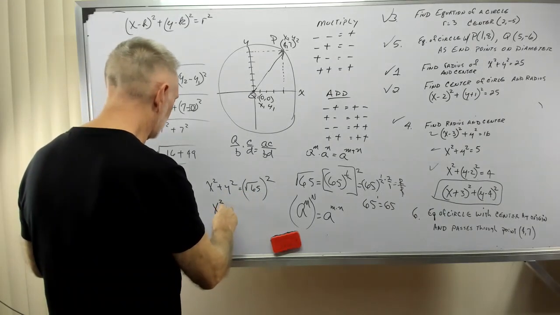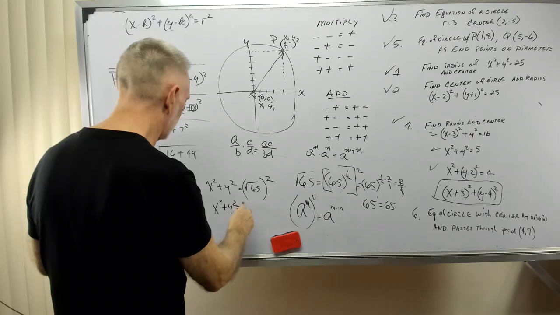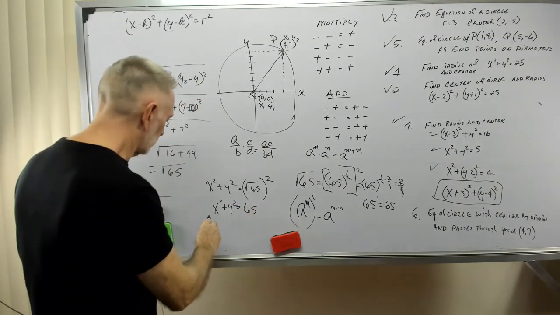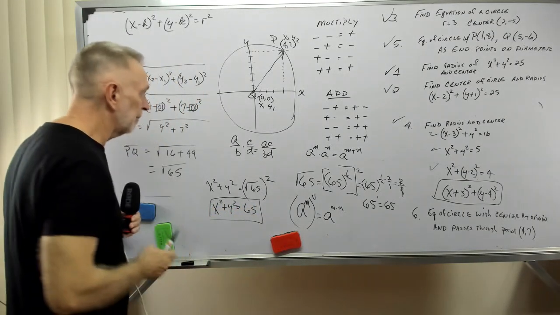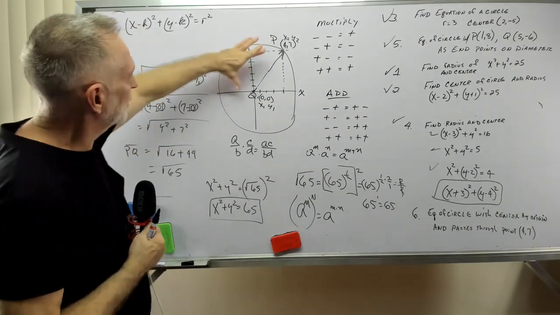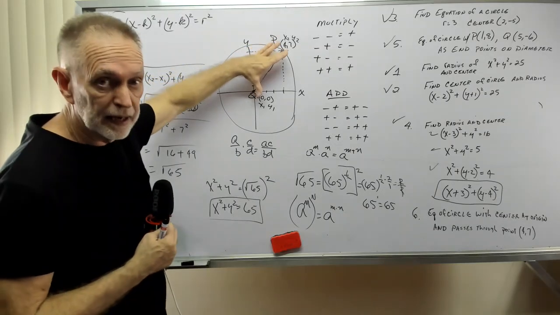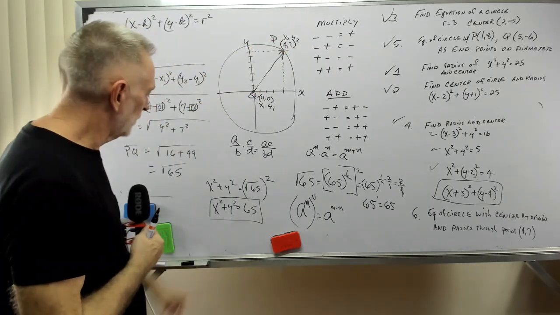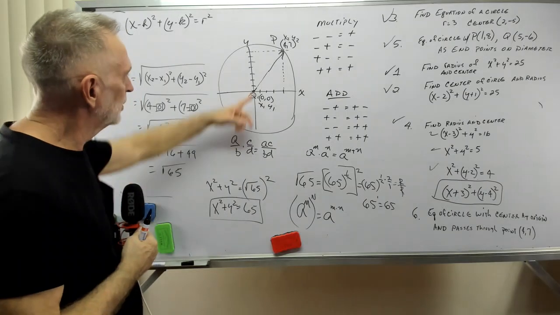So I have x squared plus y squared equals 65. So I almost messed up on that, because this square root of 65 was PQ, and that equals the radius of that circle. So that would be the equation of that circle.